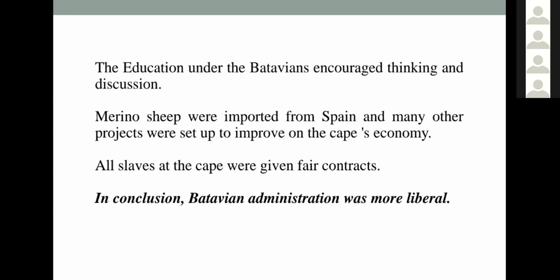It brought peace in South Africa, unlike the Dutch government during the Dutch East India Company when it was still in control. At least there were reforms, and the people appreciated. They were happy for the 3 years the Batavians ruled the Cape.